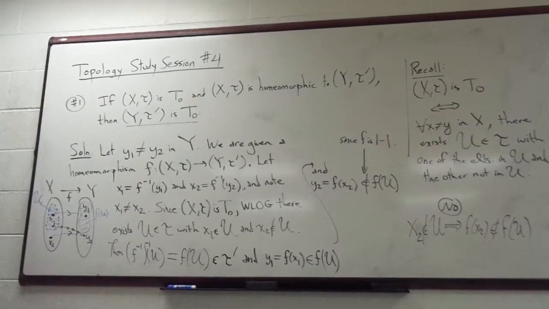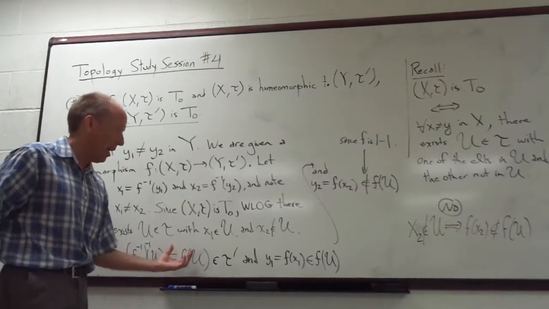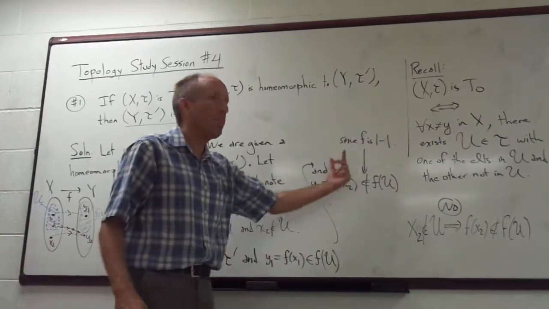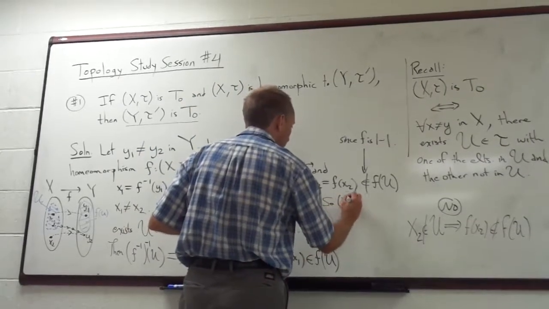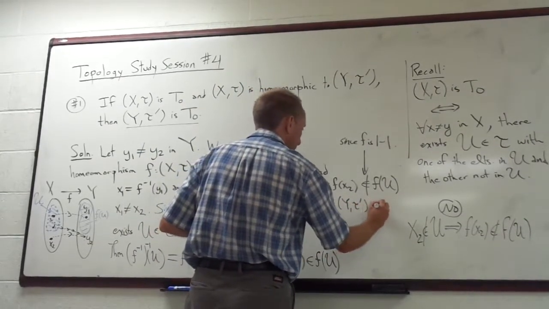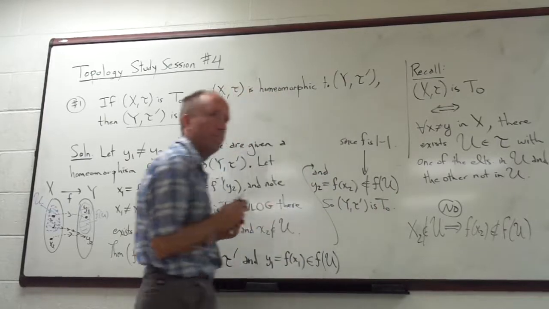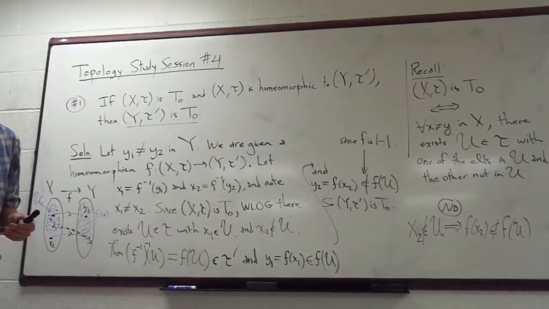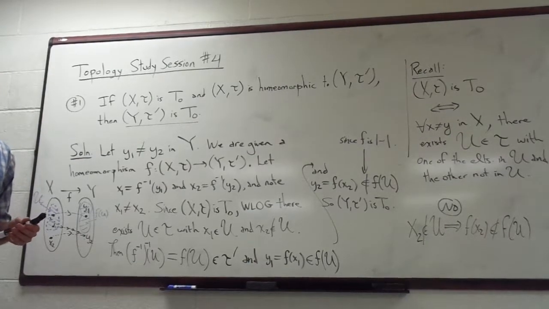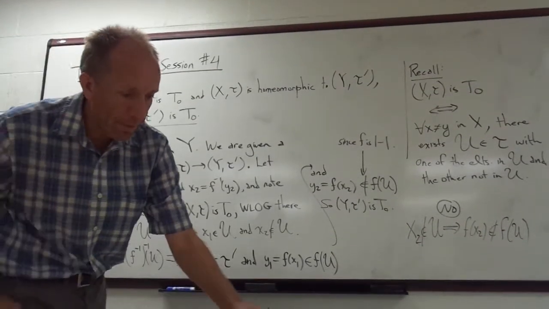Okay, so we're pretty much done. We found an open set in Y that contains one of our elements but not the other. So Y comma tau prime is T0. That's the end of the proof. Look okay? Okay, very good.